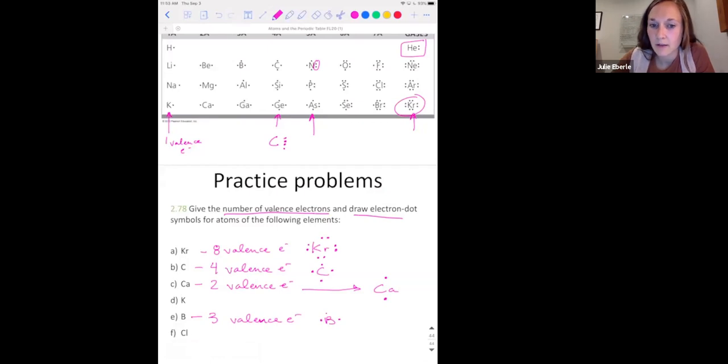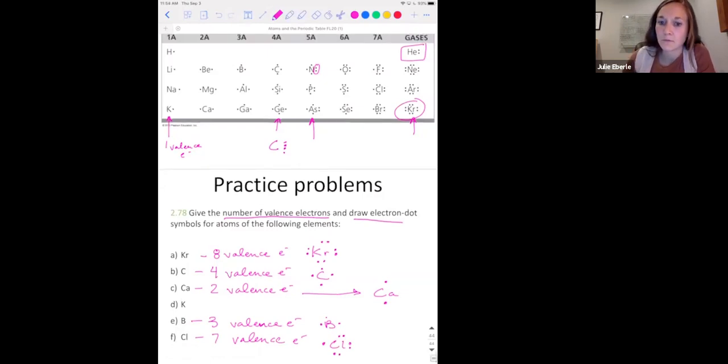So I think that last one, chlorine, main group 7, so 7 valence. And so you're going to put 1 on each side. That's 4. Now we need 3 more. It does not matter which 3 sides, but 3 of those sides, you'll double up the electrons. Okay. So you should be able to look at an electron dot structure or symbol and tell me how many valence are in that atom or that kind of element.